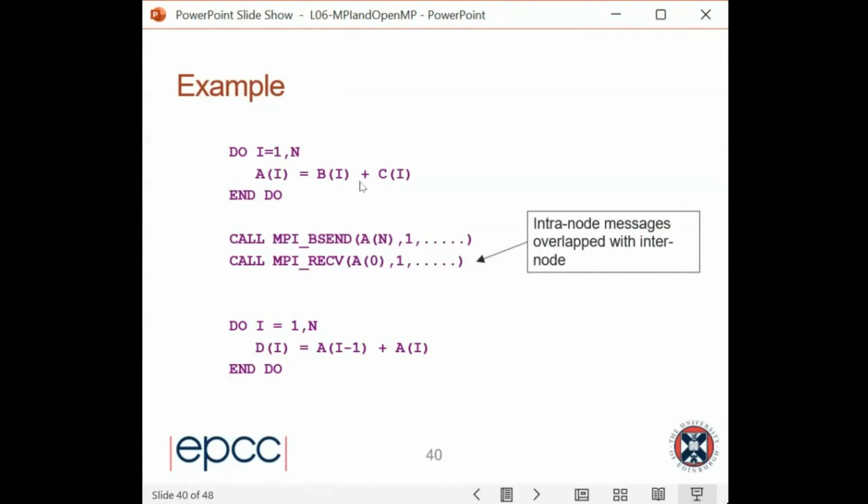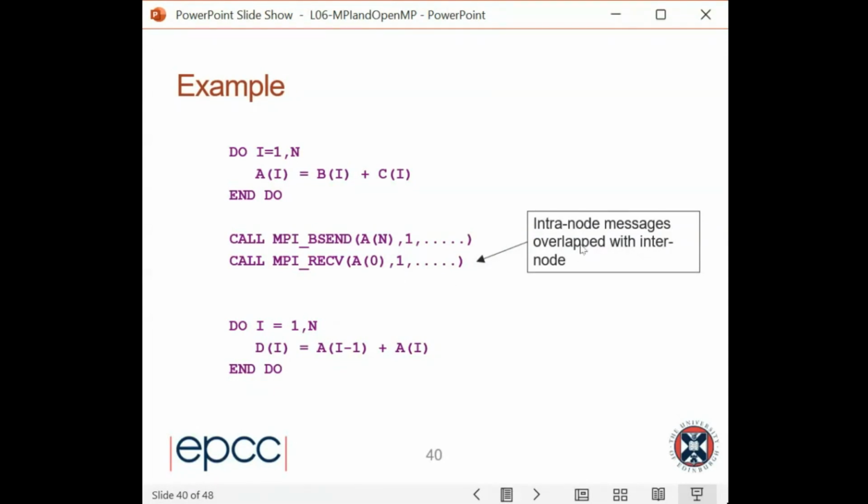So here's an example. We've got a loop, do i equals 1 to n, a(i) equals b(i) plus c(i), and then we're sending a(n) and receiving a(0), and then we're doing another loop, do i equals 1 to n, d(i) equals a(i-1) plus a(i). So we've got a step where we're doing a local operation here. We've got an operation here which requires data from a neighboring process, a(i-1). So I store that in a(0). So this is sort of a one-sided halo swap.